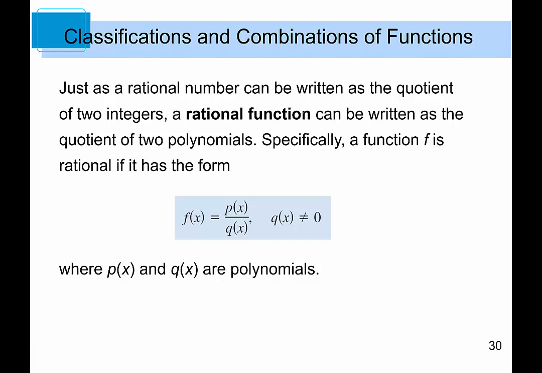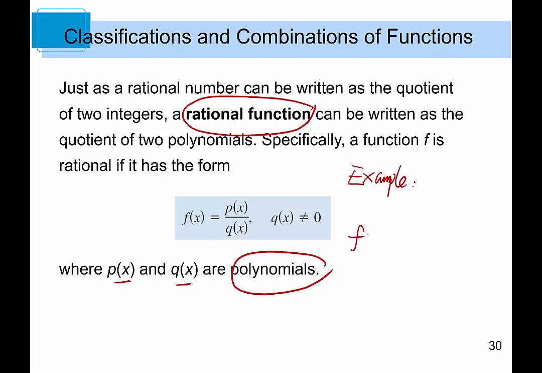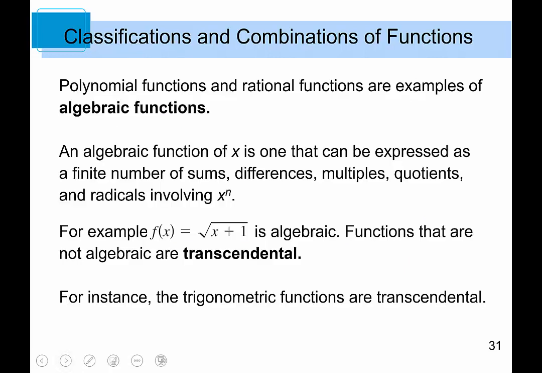The second one is rational functions. Okay, so we have f of x equals p of x over q of x, where p of x and q of x are both polynomials. I can give you a quick example, a typical rational function: x squared over something. Both the numerator and denominator are polynomial functions. So polynomial functions and rational functions are what they call algebraic functions.